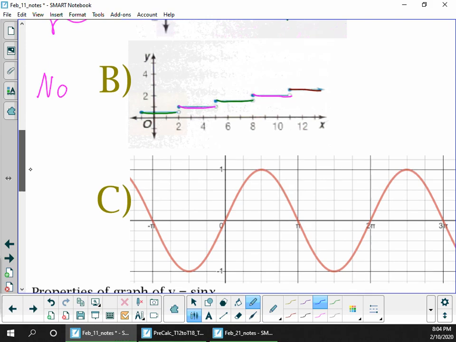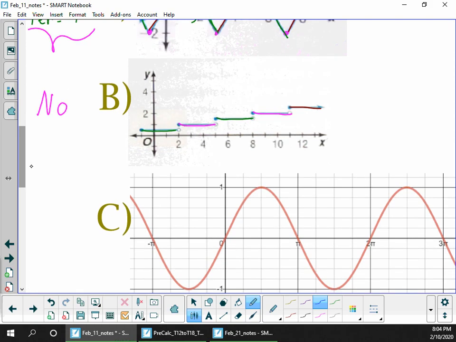Let's take a look at C. C, nice and very curvy. Do we have repeating y values? I'm going to go with yes. I'm going to make my little bar again. So if I say, I'm going to pick up right here, and I notice the next time it repeats exactly like that is right there. Notice in both cases, as we're moving left to right, we're on a downhill slide.